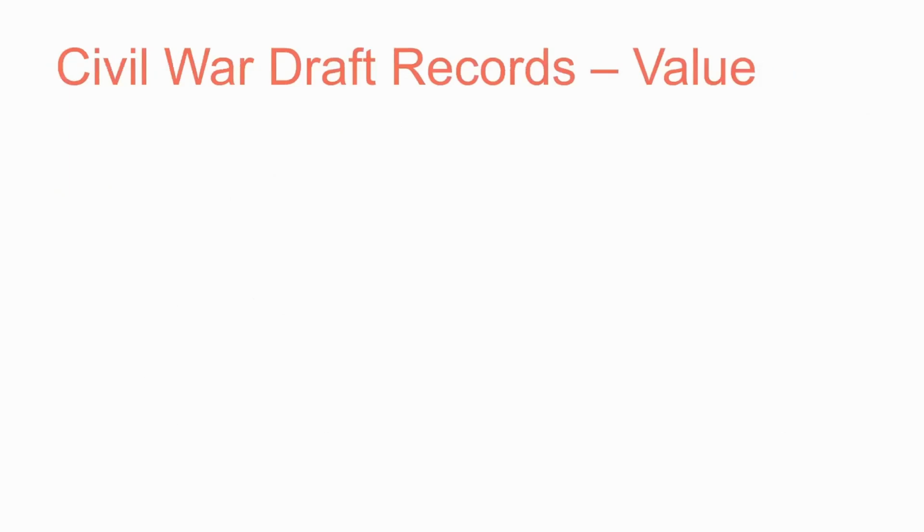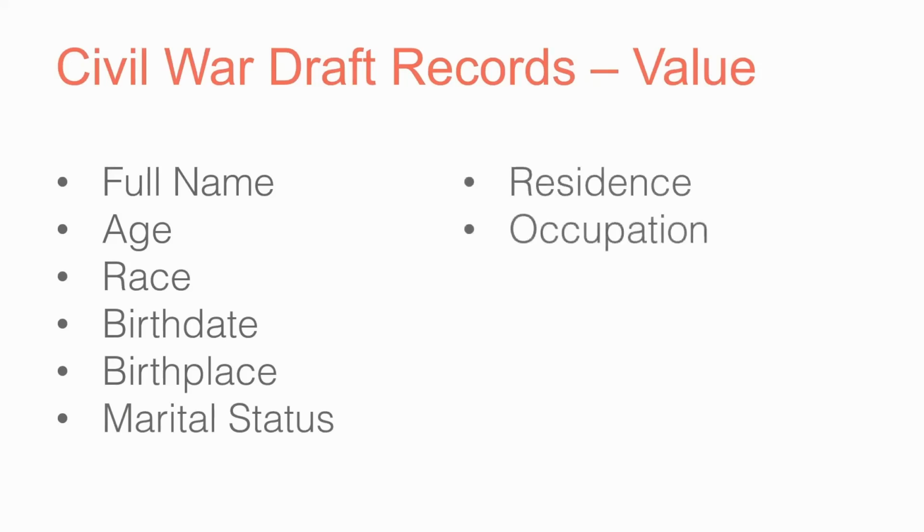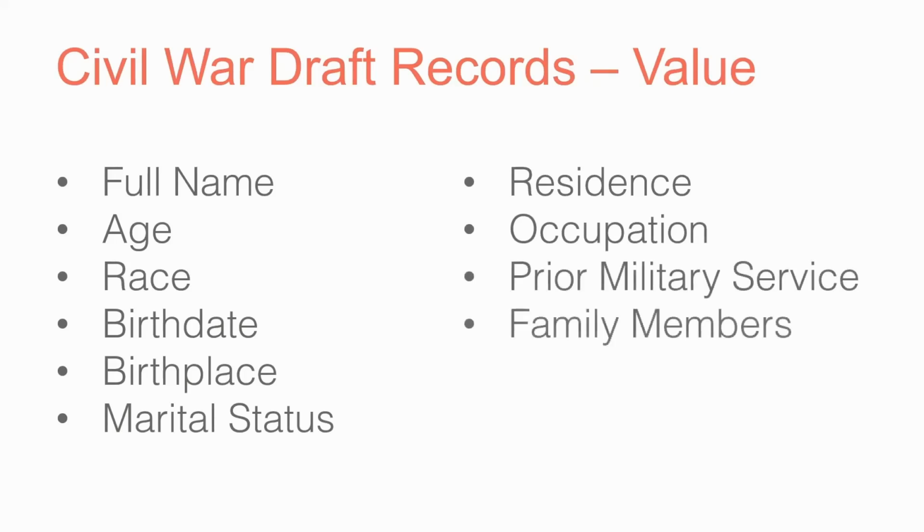So what kind of genealogical information are you going to be finding in these Civil War draft records? On these records, you can find the soldier's full name. You'll get their age, or maybe even their birth date. You'll also get their race, as well as maybe even their birthplace. You'll get a marital status, where they were living, and their occupation. You might even get information about their prior military service or even other family members on the record, and a lot more, depending on the record that you have. And obviously, this will depend on whether it's through the Union or the Confederacy, depending on which draft it is and which state it's coming out of.